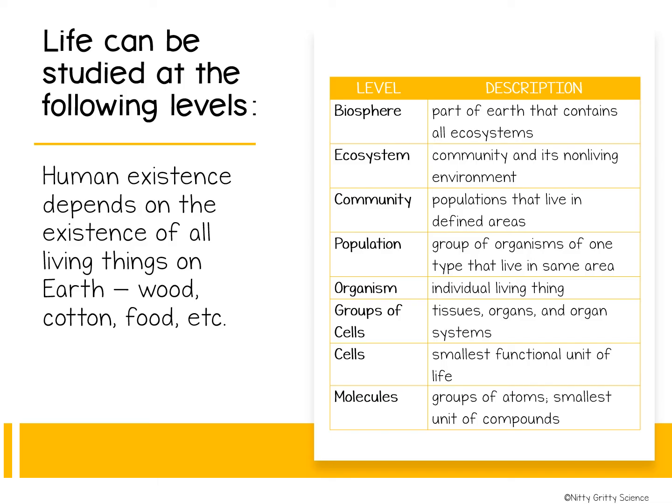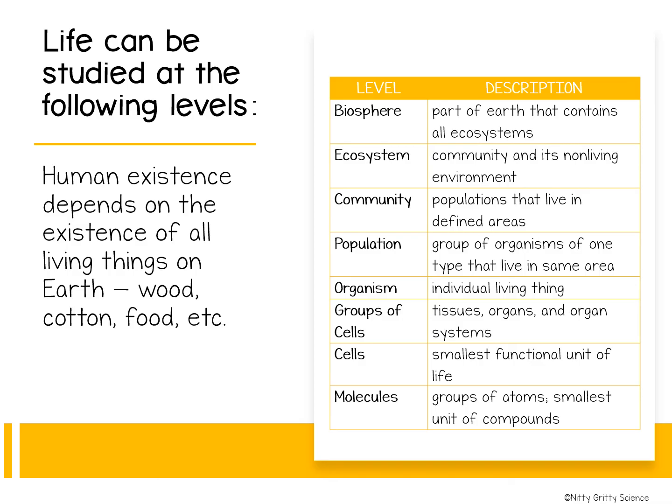So for example, in the grasslands, there may be a population of snakes, along with a population of prairie dogs, also a population of hawks, and even a population of grasses. These populations are considered a community if they are using the same resources such as food and water.